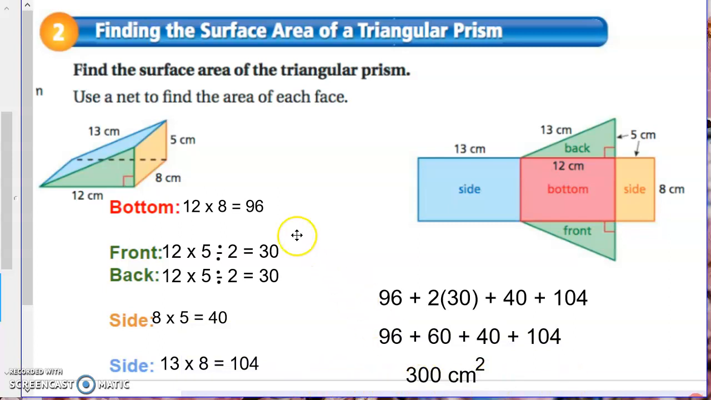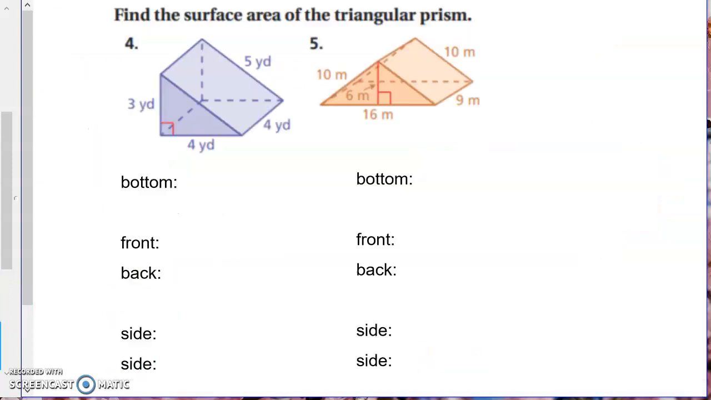Then I need to add all those sides together. So 96 plus 2 times 30, because I have a front and back triangle, plus 40 for this side, plus 104 for this side. And when I add all those numbers together, I should get a surface area of 300 centimeters squared. All right, you can pause the video and answer these two on your own.